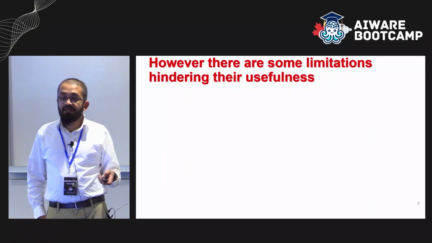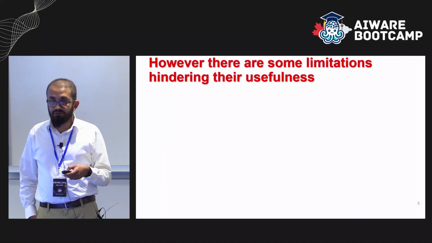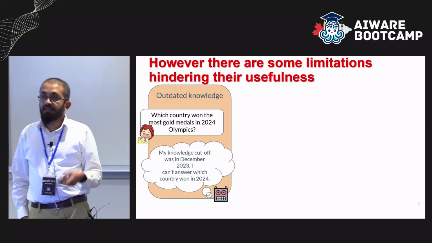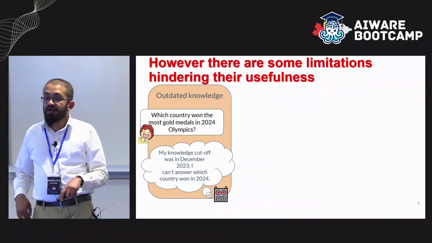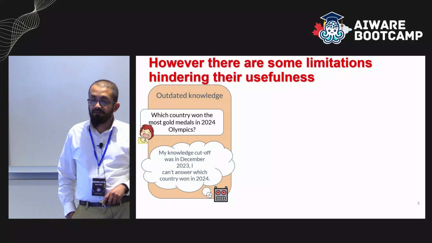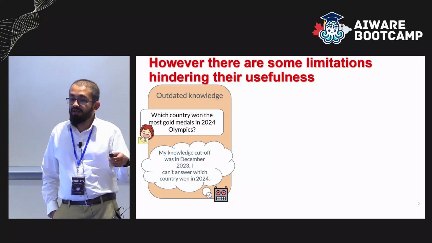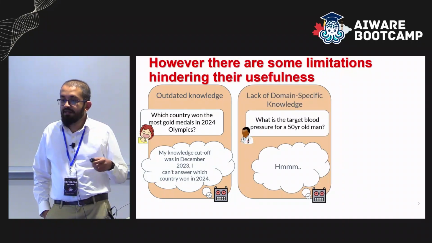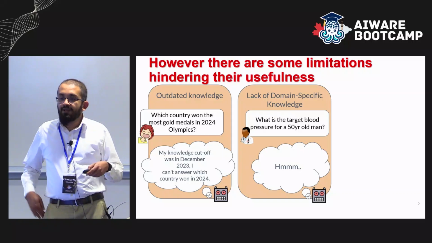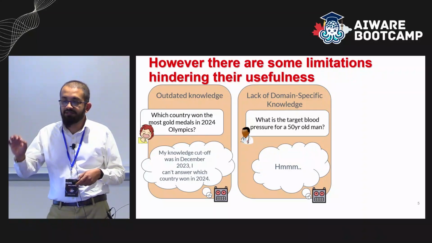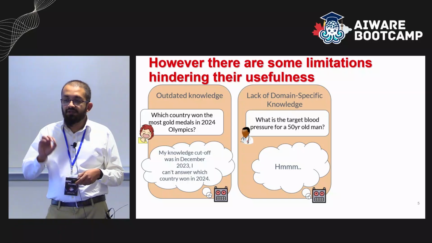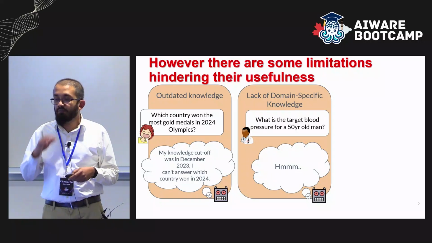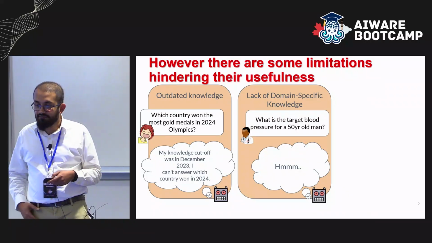So as I said, there are some limitations hindering the foundation model's usefulness. Let me go through some of them here. So the first thing is outdated knowledge. Here in this example, they're asking a question about the 2024 Olympics, but the model's knowledge cutoff was in December 2023, so it couldn't give an answer. And then lack of domain specific knowledge. So this doctor is asking a specific question about blood pressure for a certain age group. The model doesn't know the exact details about this domain. The model may not have been pre-trained using this information.